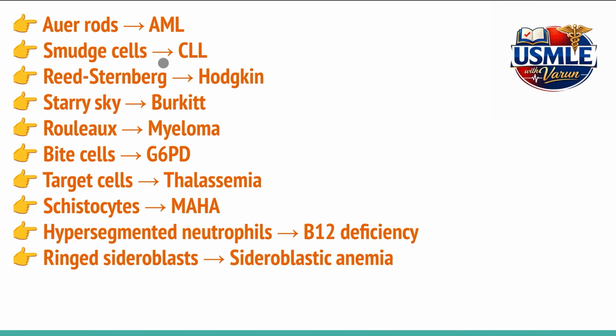Auer rods, AML; smudge cells, CLL; Reed-Sternberg cells, Hodgkin's; starry sky, Burkitt's. Rouleaux is associated with multiple myeloma; bite cells and Heinz bodies, which is G6PD deficiency; target cells in thalassemia; schistocytes in microangiopathic hemolytic anemia because of the mechanical trauma. Hypersegmented neutrophils are mainly seen with vitamin B12 deficiency and also folate deficiency. The characteristic feature which differentiates B12 deficiency from folate deficiency is that in folate deficiency there is no polyneuropathy or peripheral neuropathy, whereas in B12 deficiency there is characteristic peripheral neuropathy.